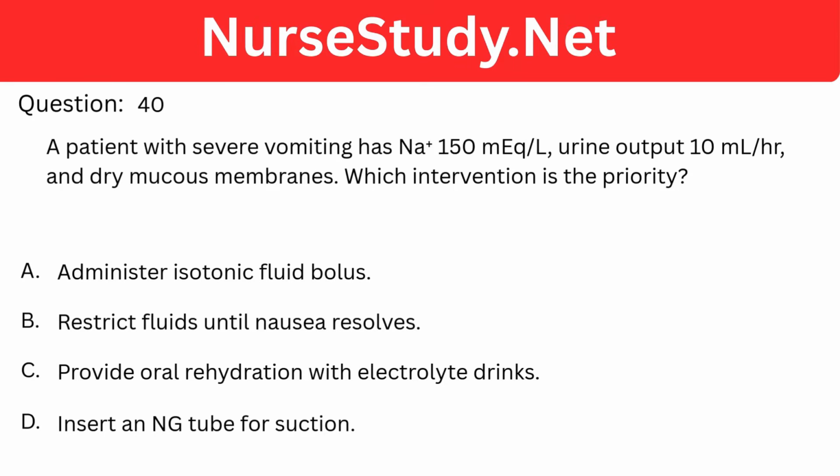Question 40. A patient with severe vomiting has sodium 150 milliequivalents per liter, urine output 10 milliliters per hour, and dry mucous membranes. Which intervention is the priority? A. Administer isotonic fluid bolus. B. Restrict fluids until nausea resolves. C. Provide oral rehydration with electrolyte drinks. D. Insert an NG tube for suction.